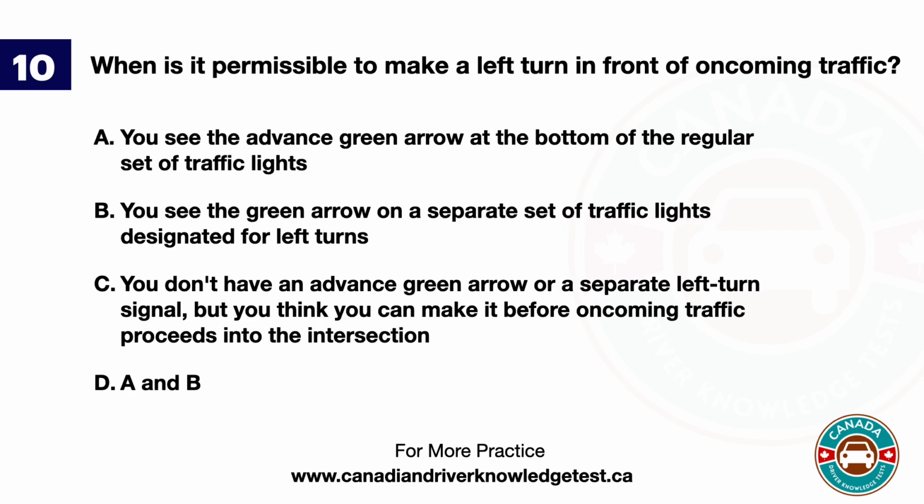Question 10. When is it permissible to make a left turn in front of oncoming traffic? A. You see the advance green arrow at the bottom of the regular set of traffic lights. B. You see the green arrow on a separate set of traffic lights designated for left turns. C. You don't have an advance green arrow or a separate left turn signal, but you think you can make it before oncoming traffic proceeds into the intersection. D. A and B. The answer is D, A and B.